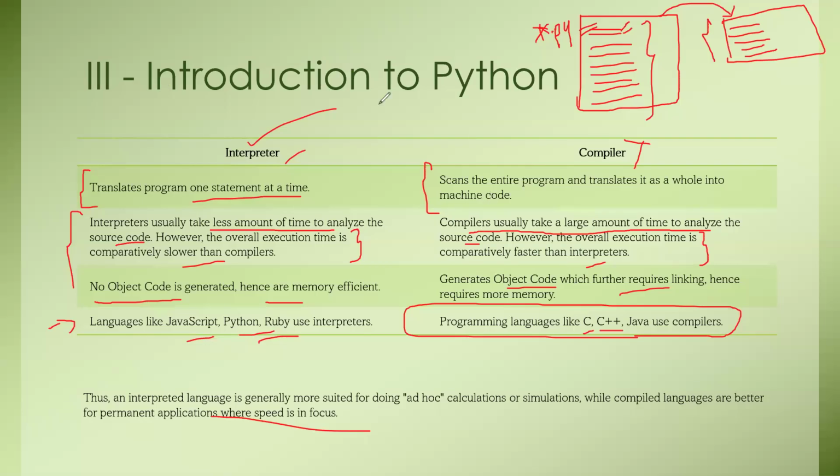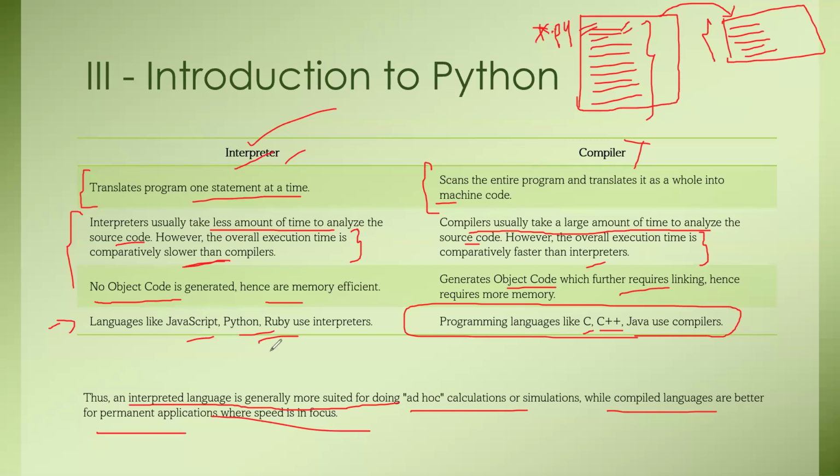Easy? So Python programming language uses the interpreter, which can interpret each and every line of your source code and translates it into the bytecode or machine code. So overall the execution is slower when compared to your compiler here. You see? And an interpreted language is generally more suited for doing some ad hoc calculation or simulations, while the compiled languages are better for permanent applications for speed.